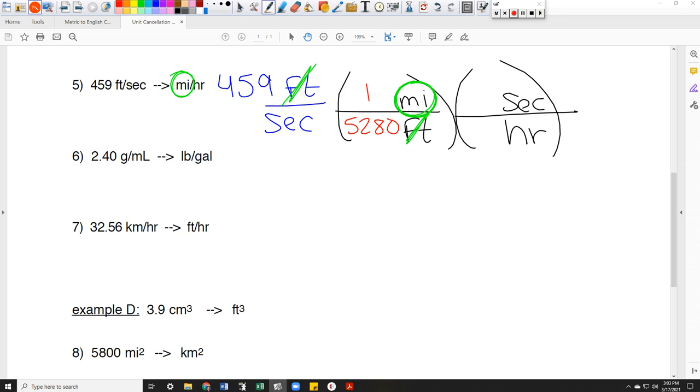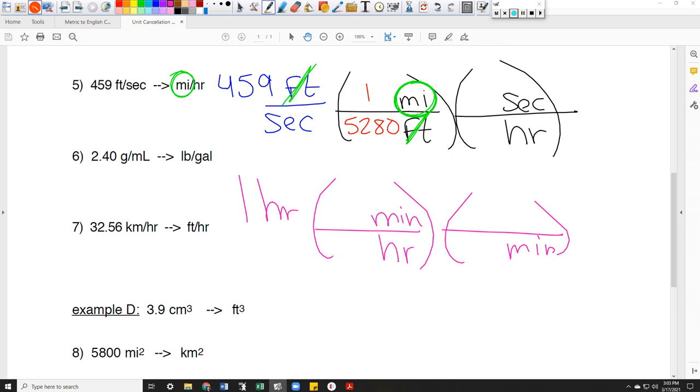Watch what happens. Follow the purple. 1 hour. To get to seconds, what time unit do we typically need to go through? Minutes. So hours to minutes, and then minutes to what? Seconds. All right, time, number-wise. In 1 hour, there are? 60 minutes. In 1 minute, there are? 60 seconds. What is 60 times 60? 3,600. In 1 hour, there are 3,600 seconds.